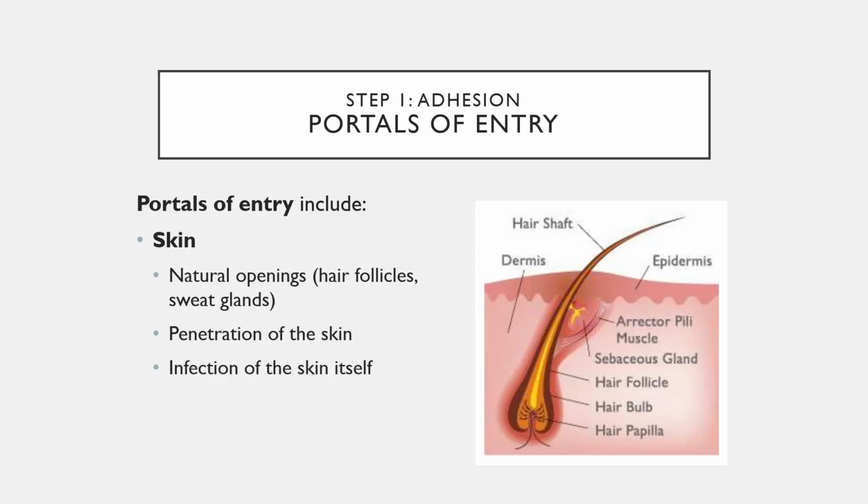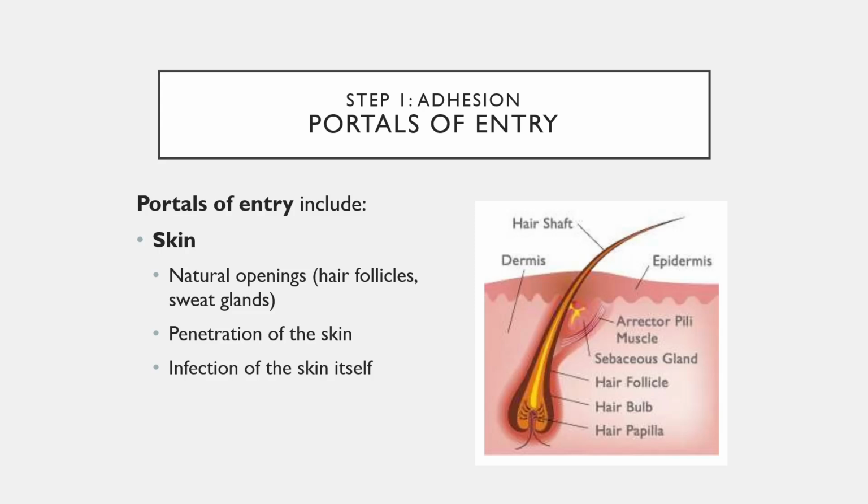Other microbes infect the skin itself. So for some microbes, they infect the surface of the skin. They don't necessarily need to gain access deep into the body in order to initiate an infection. Ringworm is an example of one of these. If you've ever seen a ringworm infection, a little red spot on the surface of the skin, that is infection of the skin itself.